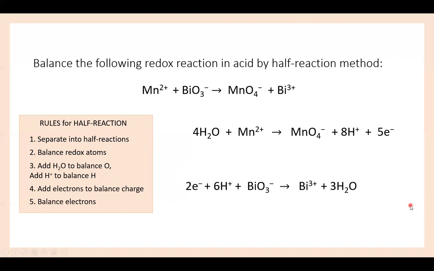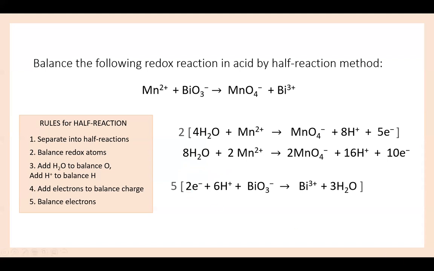All right, our next step is to balance the number of electrons. So since we have 5 and 2, we need to add up to a total of 10 electrons. The number of electrons being transferred has to be equal. So we multiply the first half reaction by 2 and the second half reaction by 5. That gives us the following half reactions.